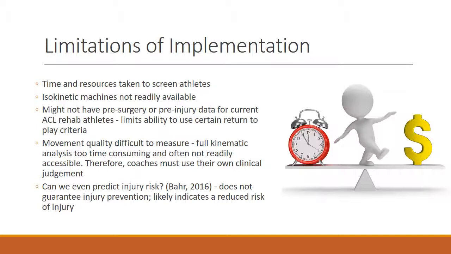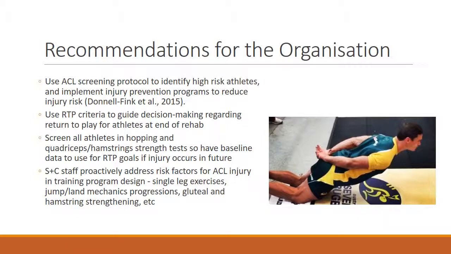We can't say with 100% certainty, but I think that the research that I've looked at here, if all these things are met, then we can certainly say that there would be a reduced risk of injury, but not a guarantee by any means. In terms of recommendations for the organisation, I want the Sevens to use this data to screen their athletes for the initial injury, and to implement injury prevention programs to help reduce that injury risk for the athletes that do show up as high risk.